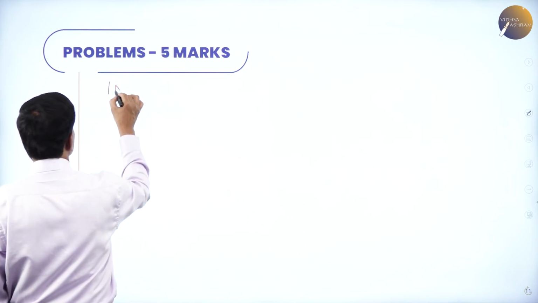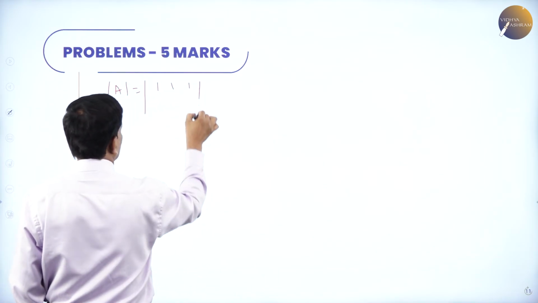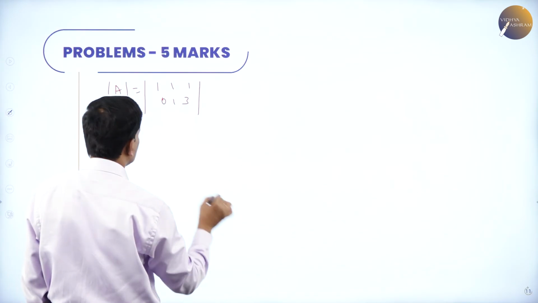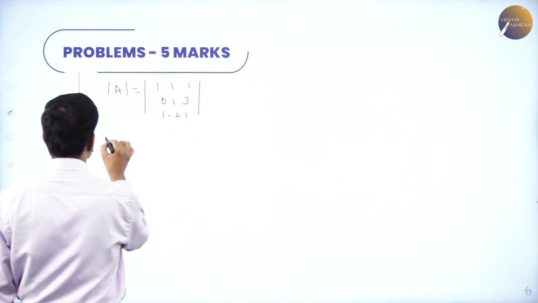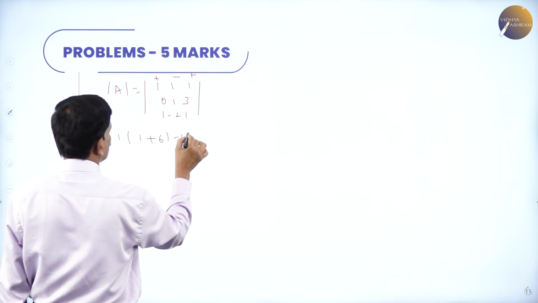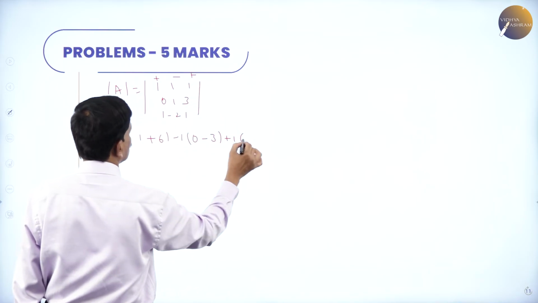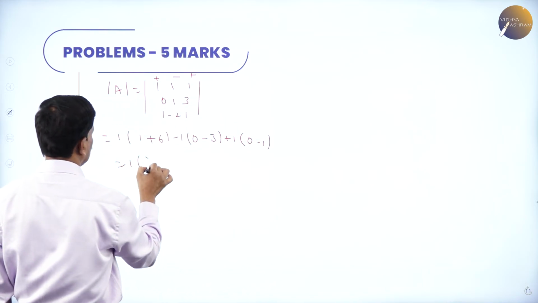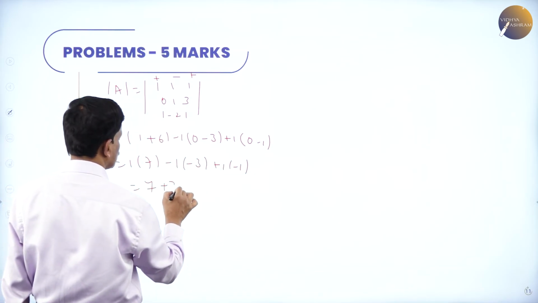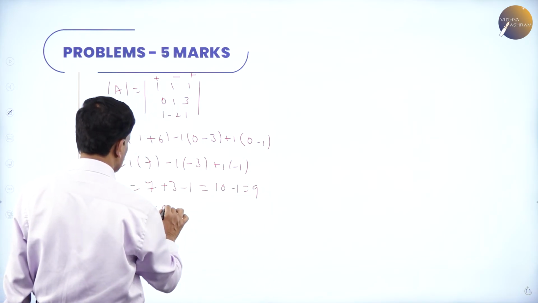Now, the determinant of A is the determinant of 1, 1, 1; 0, 1, 3; 1, minus 2, 1. Simplify this with signs plus, minus and plus. 1 into 1 ones are 1, plus 2 threes are 6, minus 1 into 0 minus 3, plus 1 into 0 minus 1. So this is equal to 1 into 7 minus 1 into minus 3 plus 1 into minus 1. This is 7 plus 3 minus 1, 10 minus 1 is equal to 9. Determinant of A is equal to 9.